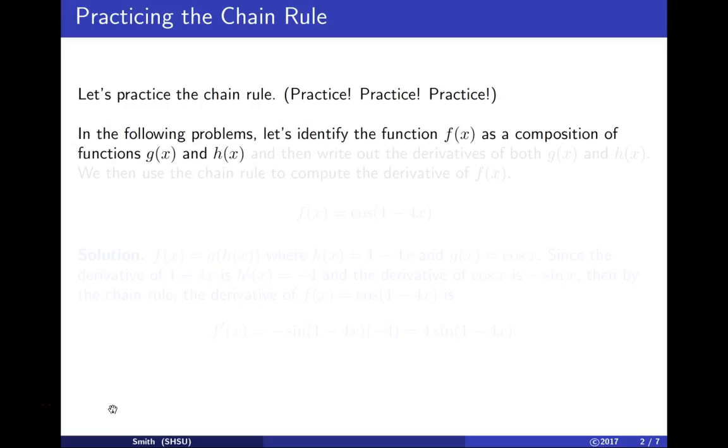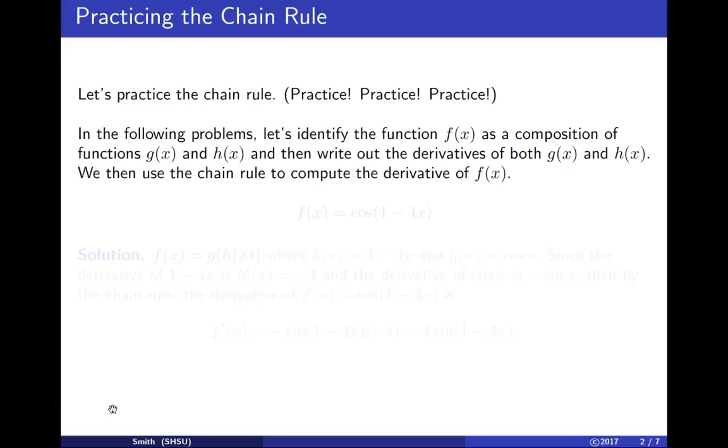So in these problems, let's identify the function f of x as a composition of two functions g of x and h of x, and write out the derivatives of both g of x and h of x, and then use the chain rule to put it all together.